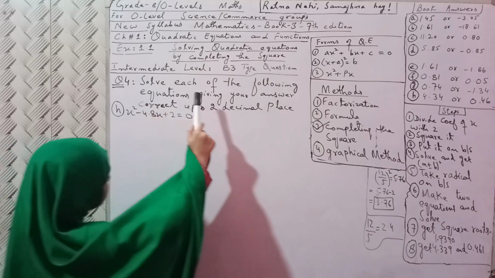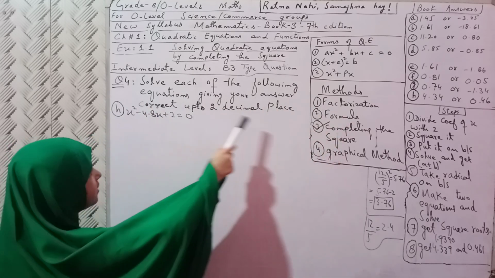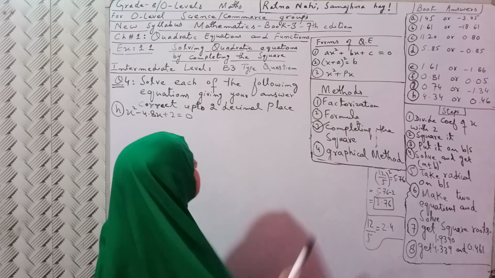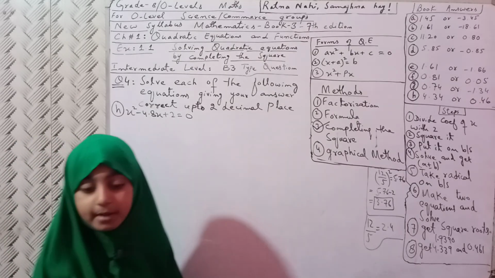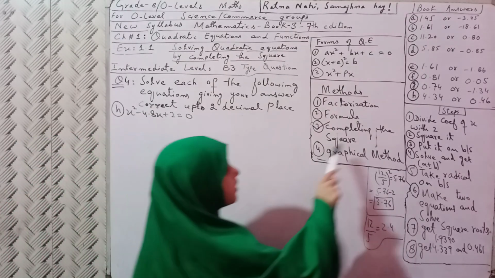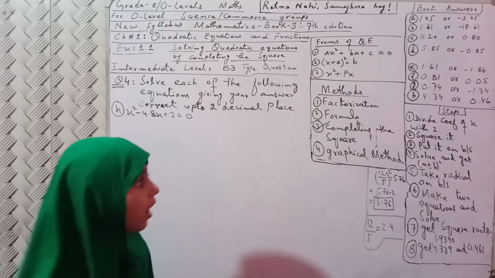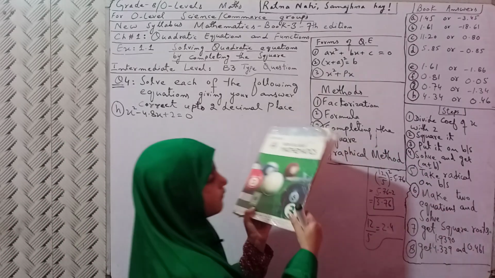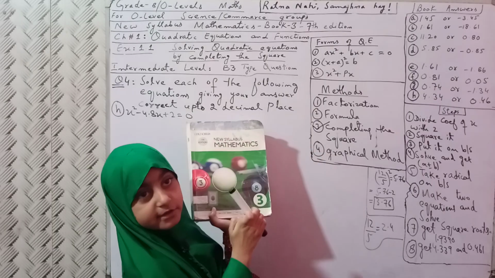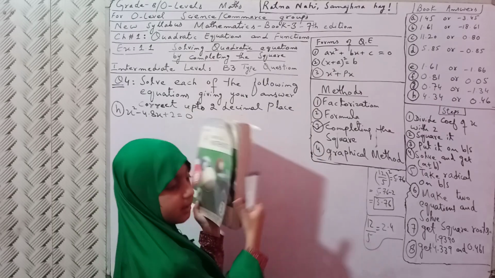Question number 4. Solve each of the following equations giving your answer correct up to the decimal place. Also the forms of quadratic equations are written, and the methods. And today we are going to learn the completing the square method. Also the book concepts and the steps are written. So you can see we are going to start this O-level maths book 3.